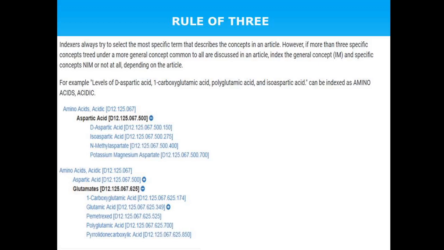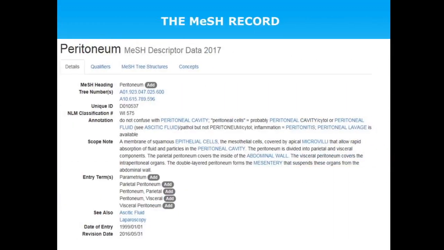You should not use all unless it is essential and unless each is discussed in the article. For example, levels of aspartic acid, glutamic acid, polyglutamic acid and isoaspartic acid can be indexed as amino acids because they fall into the same cluster, same group. So here amino acid can be the IM and the others can be the NIM, similar to the reptile example.